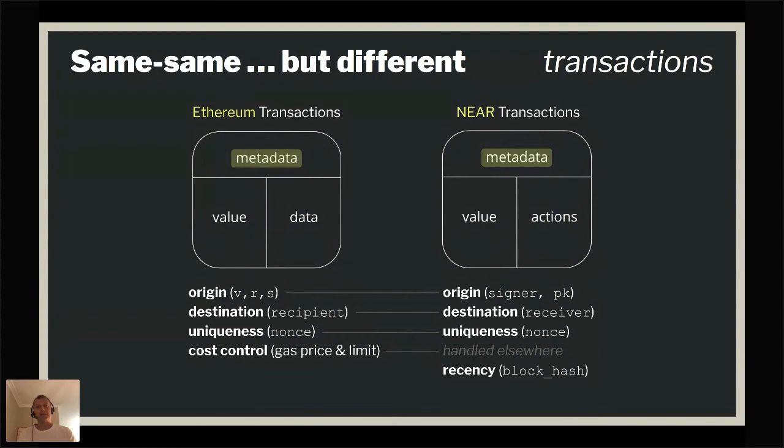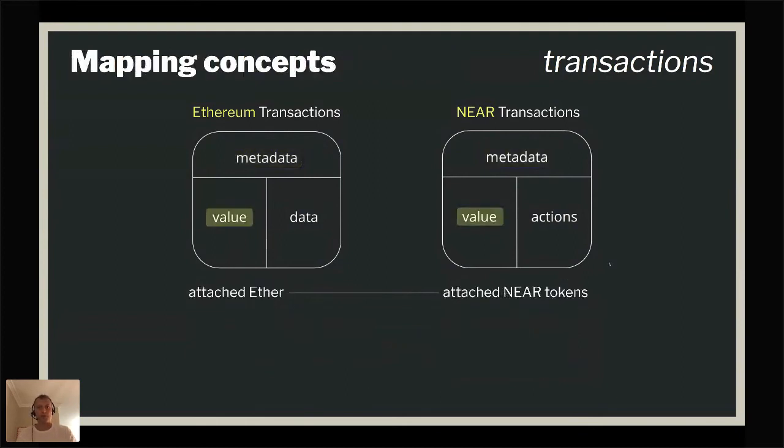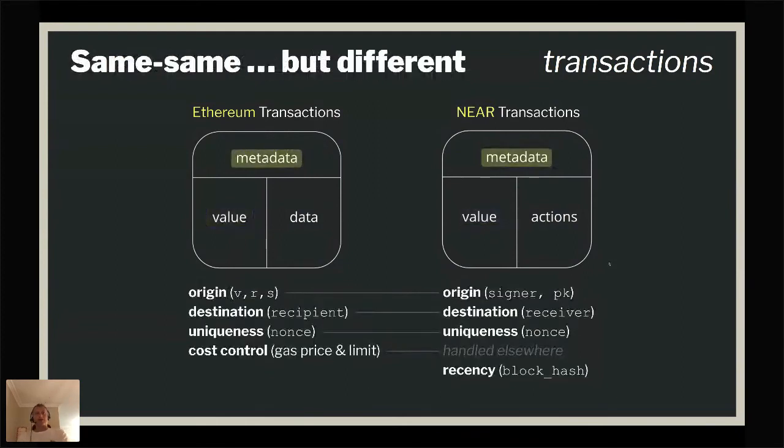All right, let's keep going, and I'll trust that people will interrupt if they want to. So if we look at the shape of the transaction, Ethereum transactions and NEAR transactions, I've tried to line these up together with the metadata, value, and data areas. For metadata, they both have this origin idea of who is the signer. In Ethereum, you keep V, R, and S, some components of the message signing mechanism. With NEAR, you actually keep the plain text signer and their public key as part of the transaction metadata.